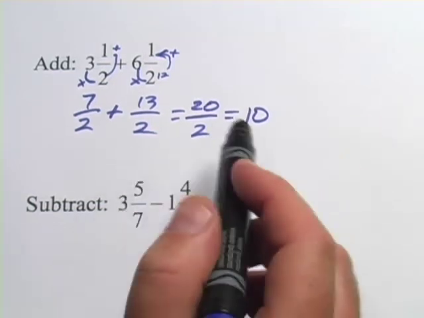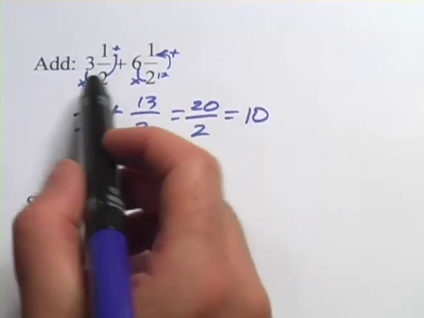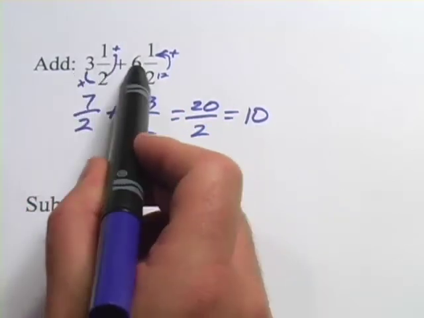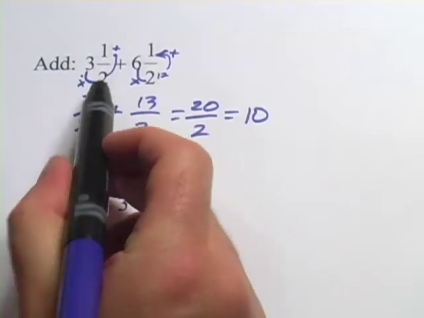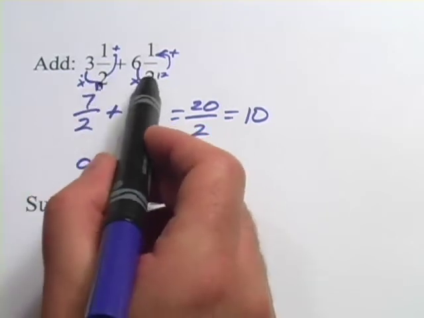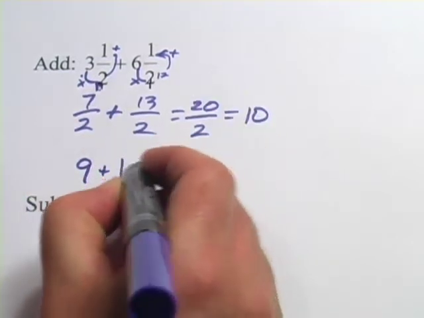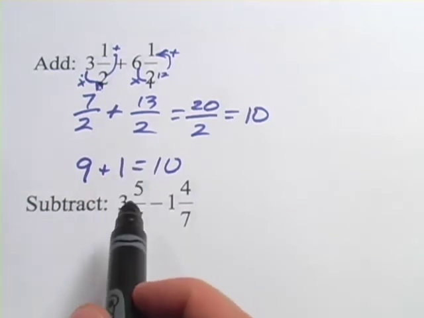Another way is sort of like cheating. You know, it's kind of a shortcut. In your head, you can say, okay, I want to do the whole number part first. 3 plus 6 is 9. And then I want to do the fraction part second, 1/2 plus 1/2. Well, 1/2 plus 1/2 is 1. That equals 10. I think that's a little bit easier to do it that way.